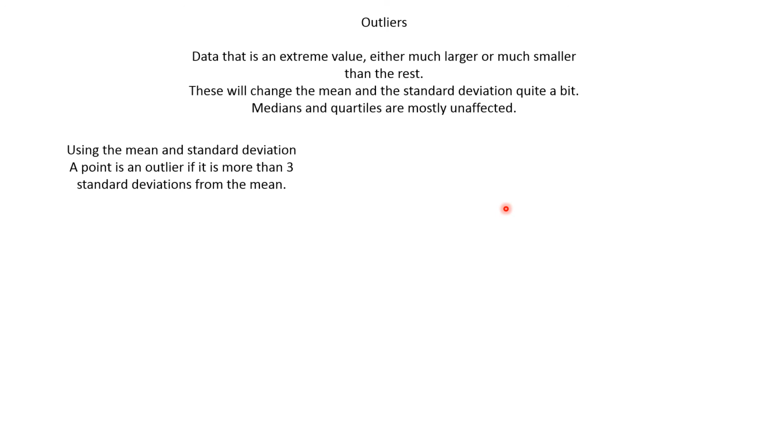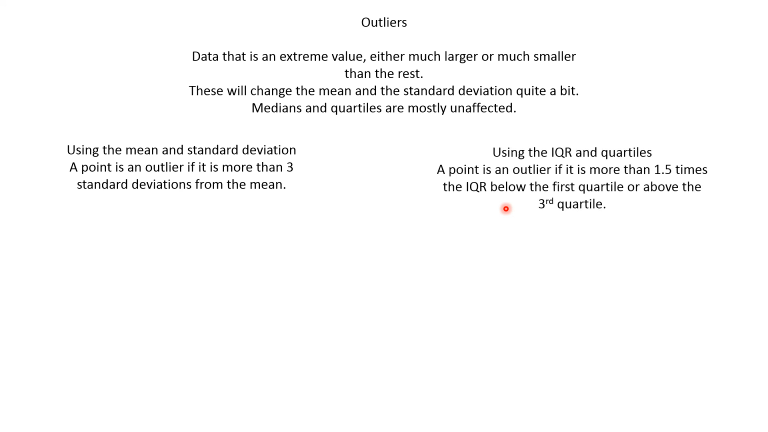And then the other way we can tell is using the interquartile range and the quartiles. If it's more than 1.5 times the interquartile range away from a quartile, it's considered an outlier. And so our interquartile range was 2. 1.5 times 2 is 3. So if we took our first quartile of 14, minus 3 gives us 11. Anyone less than 11 years old would be considered an outlier. Our third quartile, 16, plus 3 is 19. Anyone above 19 would be considered an outlier.